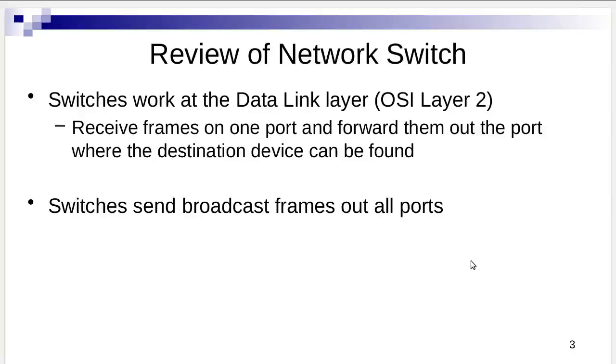Let's start by reviewing what we know about network switches. We will consider the ones that work at the data link layer, or OSI layer 2, so we'll call them layer 2 switches. Remember that switches receive frames on one port and send those frames out the port connected to the destination device. They keep track of source and destination MAC addresses, and this is how switches figure out where to send frames.